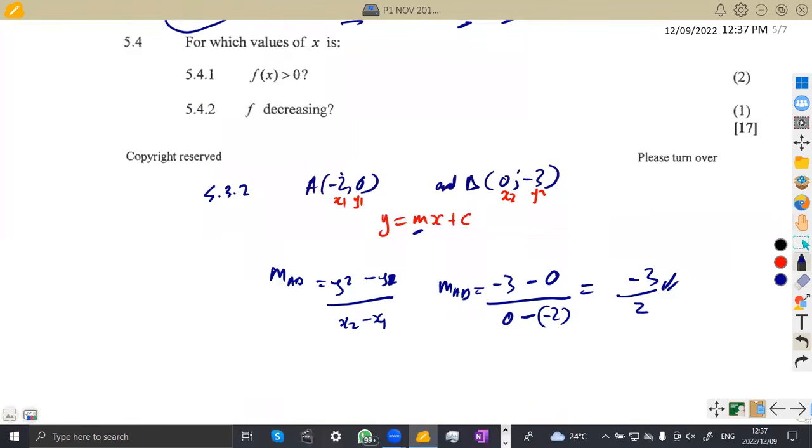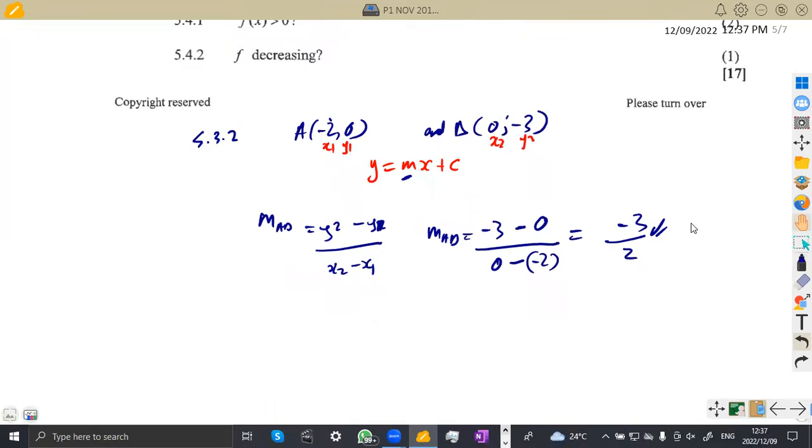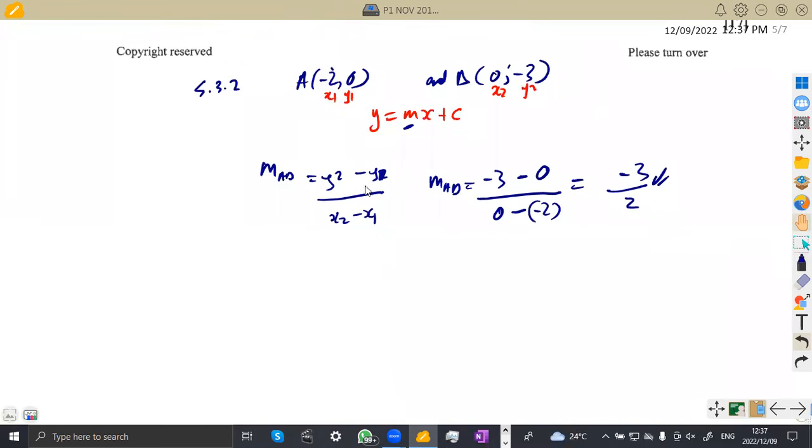So having the gradient, we can substitute this gradient into the equation that we have. Remember, we said y is equal to mx plus c. So y is equal to m, which is the gradient of negative 3 over 2, x plus c, which is the y-intercept. So this part, we had the advantage that the c is the y-intercept, which is on point D. The y-intercept is negative 3. So therefore, your equation is going to be y equals negative 3 over 2 x minus 3.